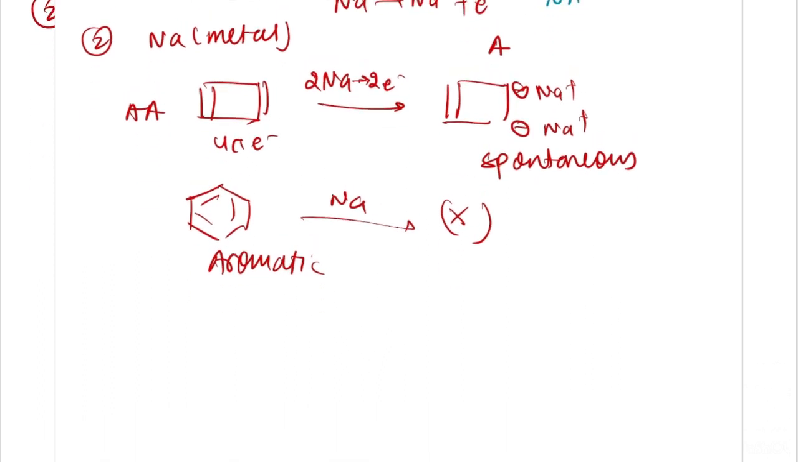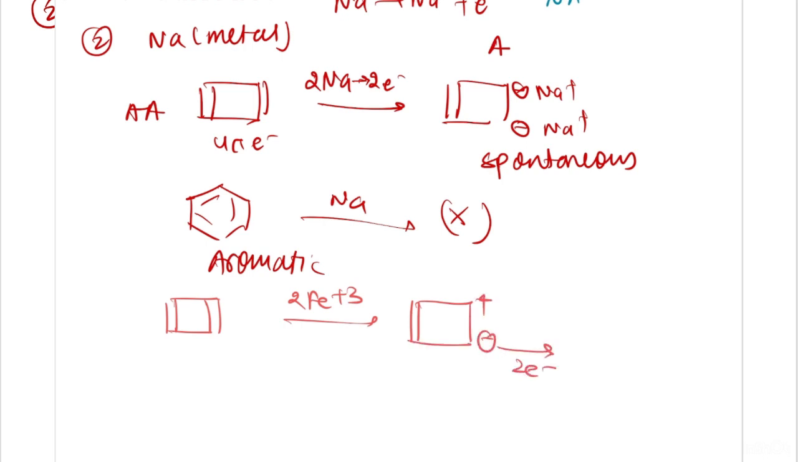Like we have this, and we have 2Fe plus 3. So Fe plus 3 has a tendency to absorb the electron. So we have positive and negative. This negative will lose 2 electrons. It becomes 2Fe plus 2 and it will become a positive charge. It will become an aromatic system.